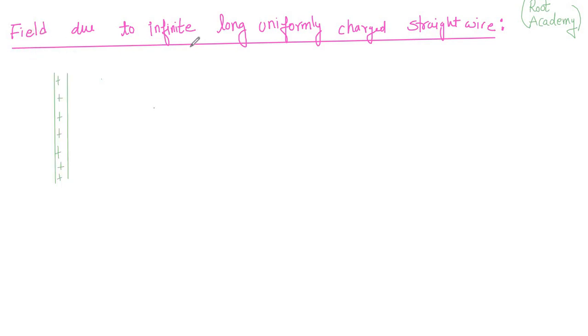Hello everyone. Today I will derive the field due to an infinitely long, uniformly charged straight wire. So this is a straight wire which has a positive charge on it. To derive the expression for the electric field due to this wire, we will use the Gaussian surface concept. For the Gaussian surface, we have to consider a uniform surface around the wire which will properly enclose the wire.